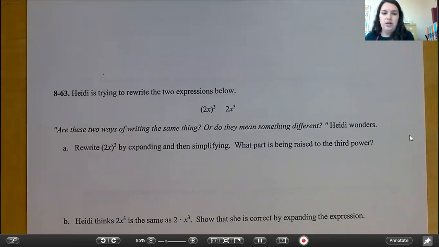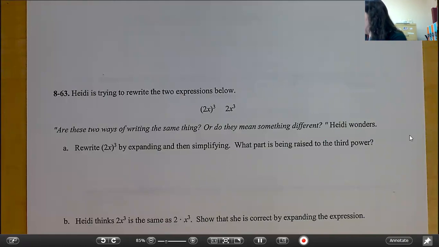Looking over at 863, Heidi is trying to rewrite the two expressions below: (2x) to the third and just 2x to the third. Are these two ways of rewriting the same thing, or do they mean something different? Heidi wonders. A, rewrite (2x) to the third by expanding and then simplifying. What part is being raised to the third power? So go ahead and try that.